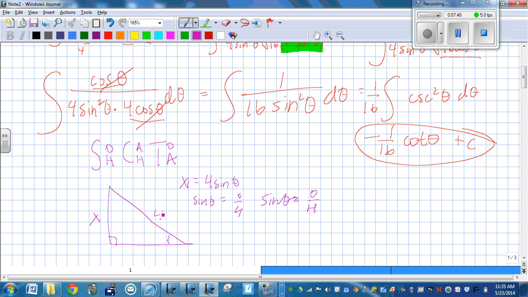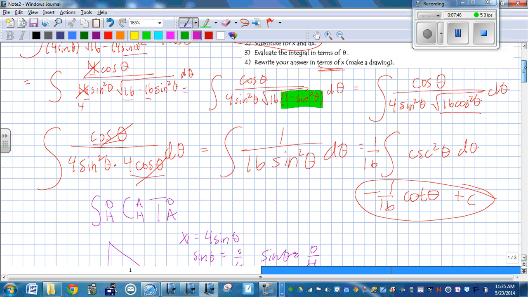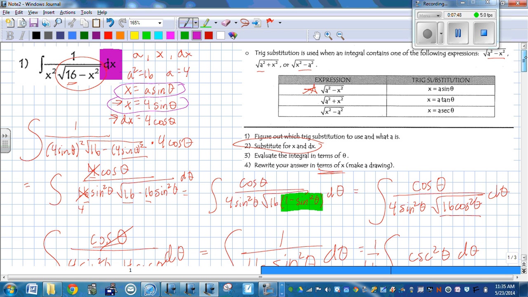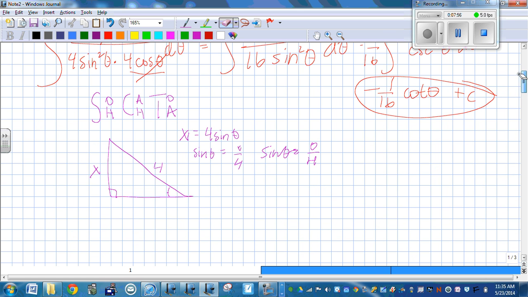In order to find the last side here, you could do the Pythagorean theorem, but it's actually just easier. It's whatever you were trying to find with these expressions, so it'll just be that. Don't worry about it.